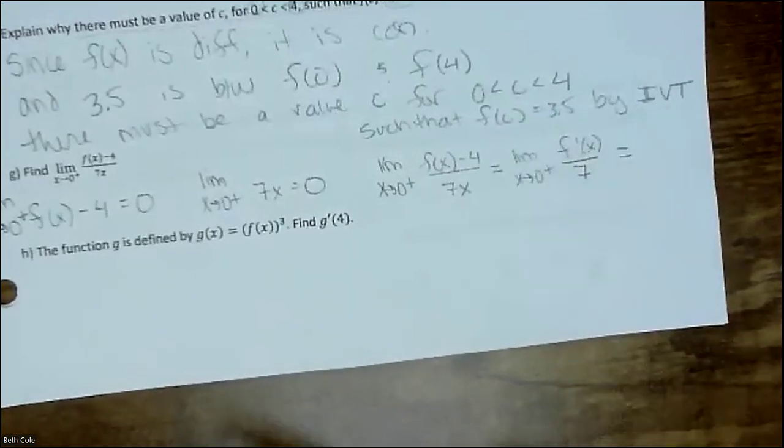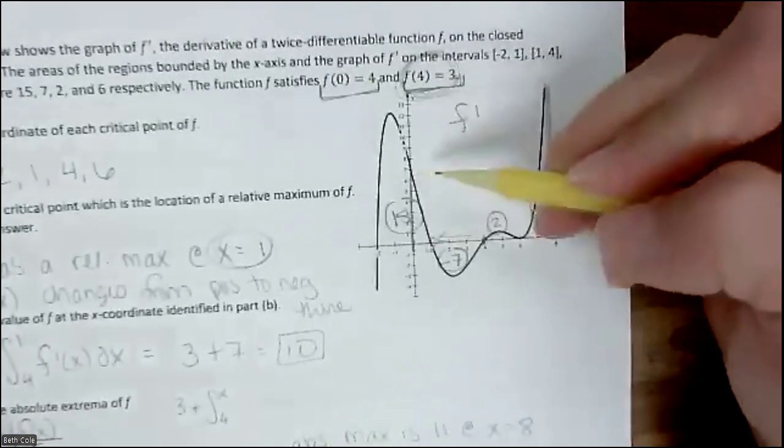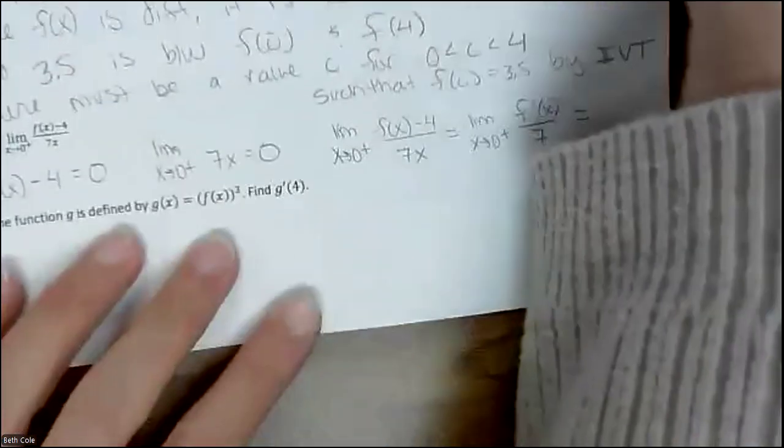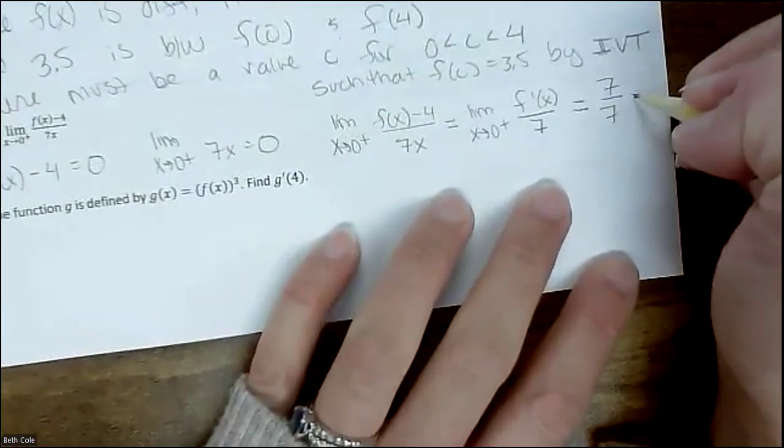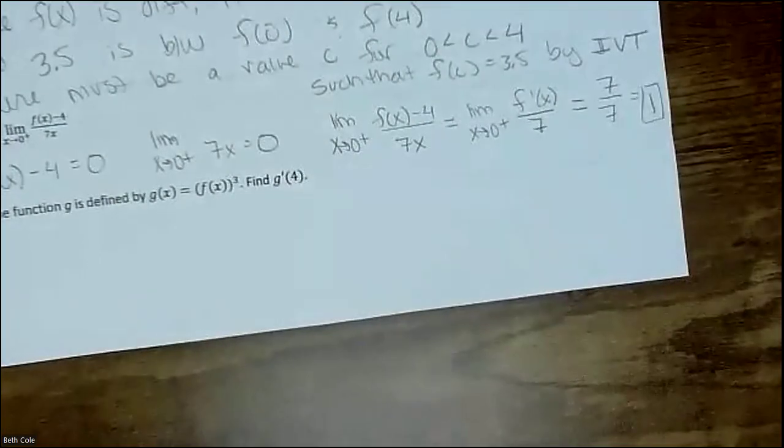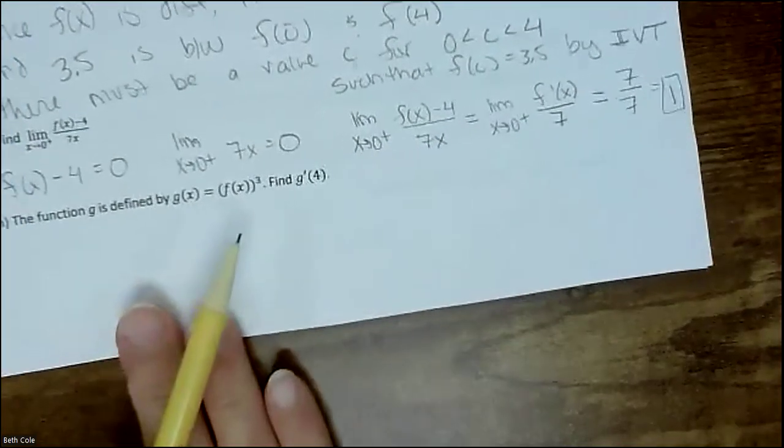F prime is the graph you have. Plug in 0. What's f prime of 0? Just look at your graph. What's your point at 0? 7? Over 7, which is 1. Yay. Good, you guys handled that nicely.